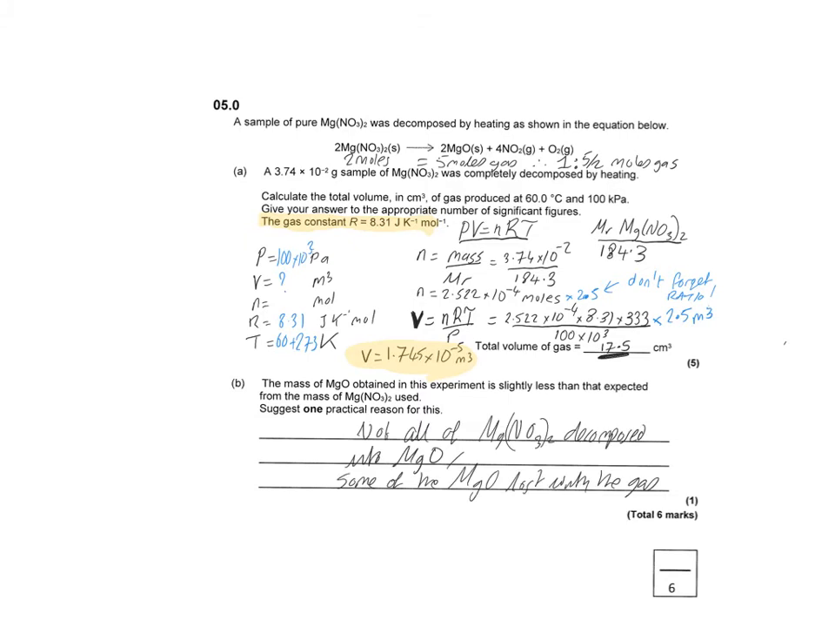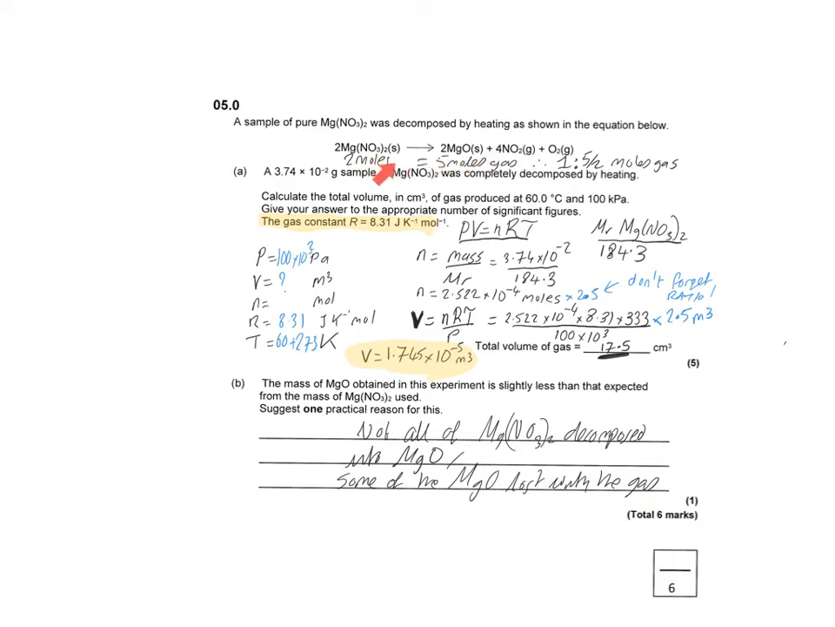Let's read this question carefully. So you've got this pure sample of magnesium nitrate decomposed and you've got an equation with some lovely ratios where 2 moles of this break down to form 2 moles of that, 4 moles of that, and 1 mole of that. So altogether we've got 5 moles of gases. So we need to look at the ratio. When you see the equation, always break down the ratio first of all.